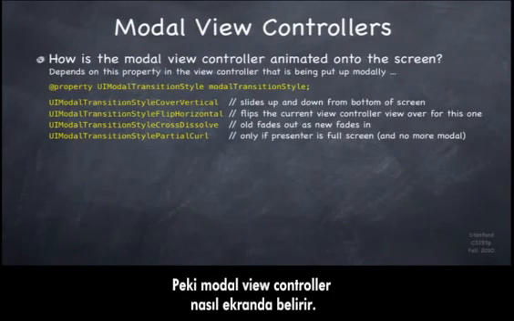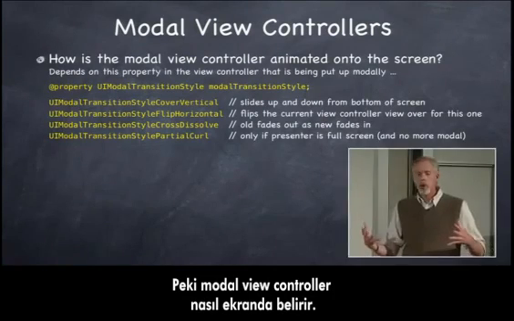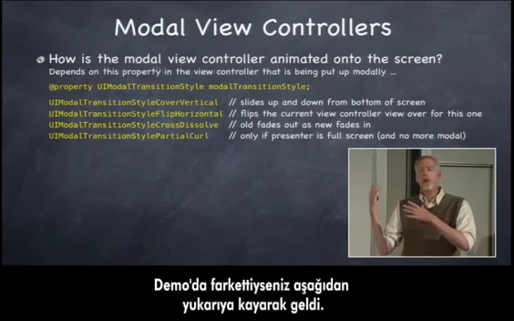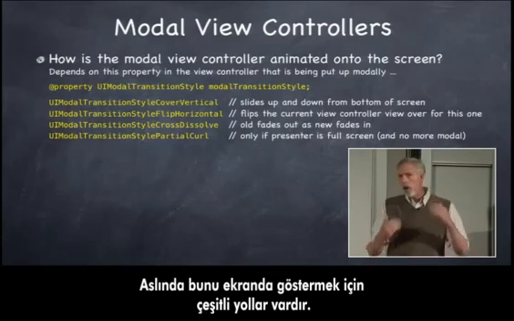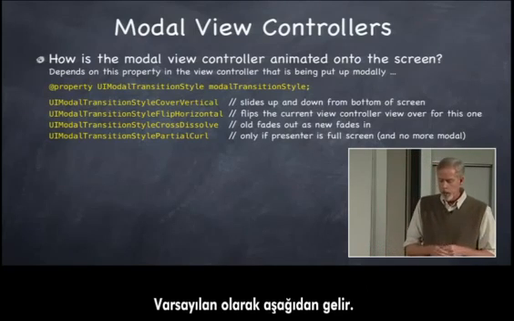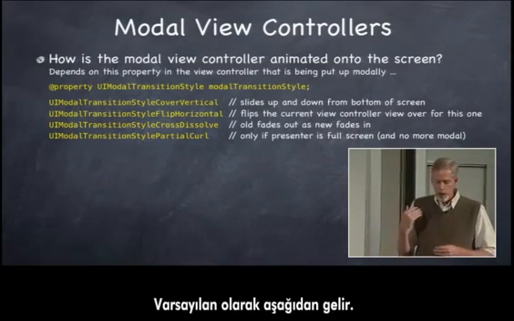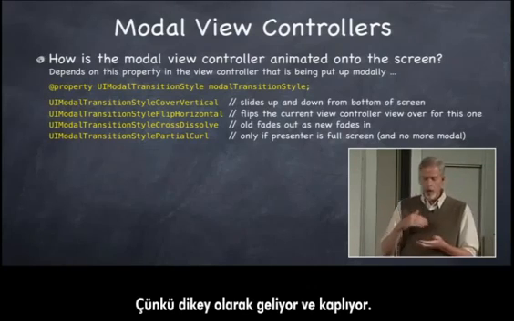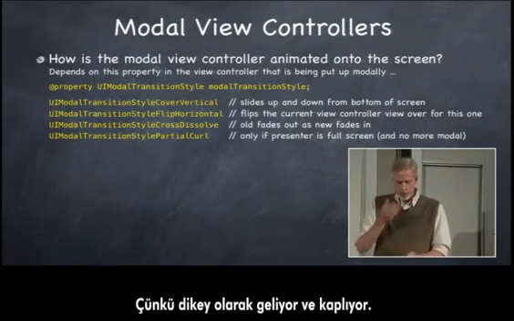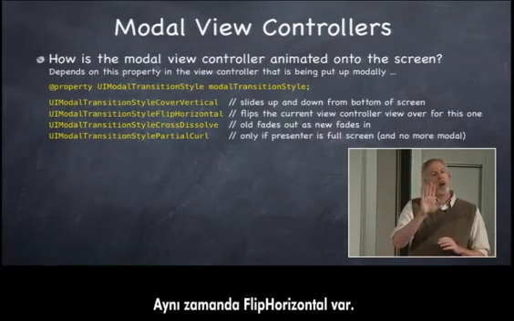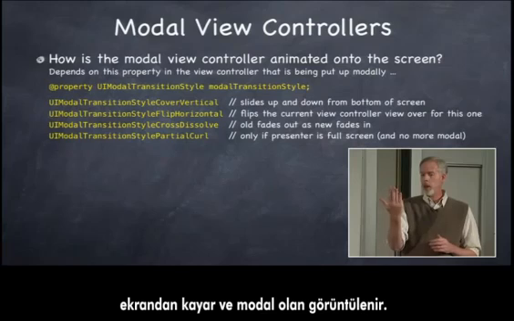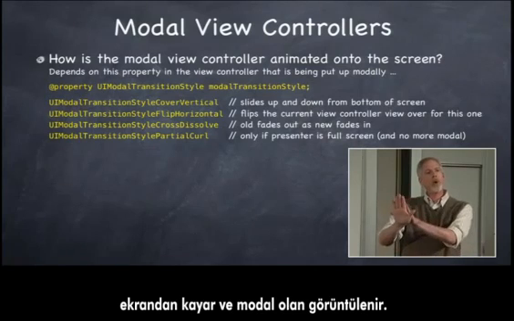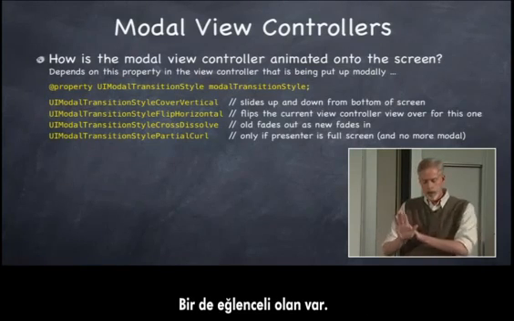Okay. So how does the modal view controller appear on screen? You notice in the demo there it kind of slid up from the bottom. Well, there's actually different ways that it can come on screen. The default is to come up from the bottom. That's called cover vertical, because it covers and slides up vertically. There's also flip horizontal, which will flip over whatever view controller that's presenting it is on screen, and the modal one will appear.